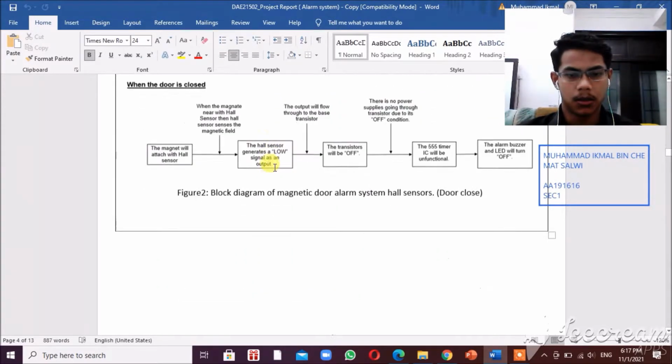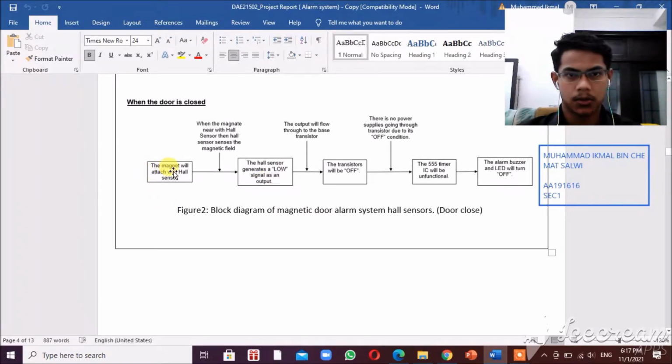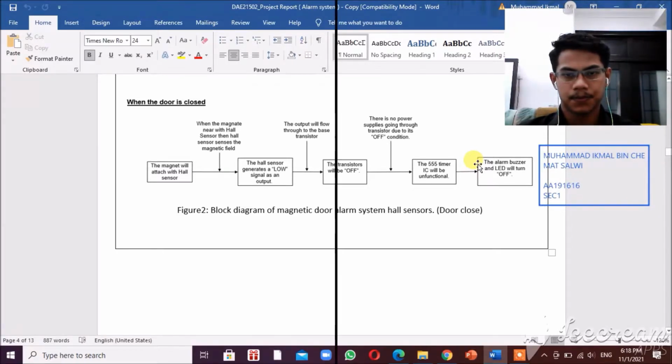When the door is closed, the magnet will attach to the Hall sensor. When the magnet is near the Hall sensor, the Hall sensor senses the magnetic field, so it generates a low signal as an output. The output will flow through the base of the transistor, and the transistor will be turned off. If the transistor turns off, there will be no power supply going to the 555 timer IC. Therefore, the 555 timer IC will not function, and when the 555 timer IC is in the non-functioning condition, the alarm and LED will be turned off.